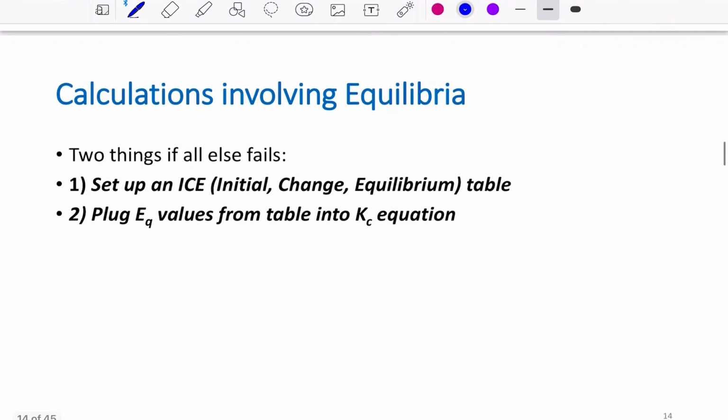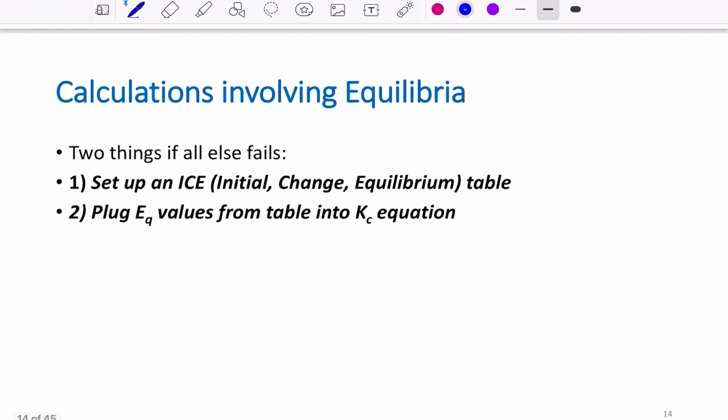So, when you're doing calculations involving equilibria, if all else fails, do these two things. Set up your ICE table. Your ICE table will hopefully get you back on track so that you can find the right answer. The biggest mistake students make is forgetting to do their ICE table or ICE chart, or forgetting that if there's a coefficient out front, it changes that value of X by that coefficient, and I will do an example like that next.